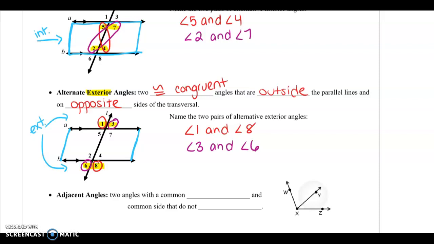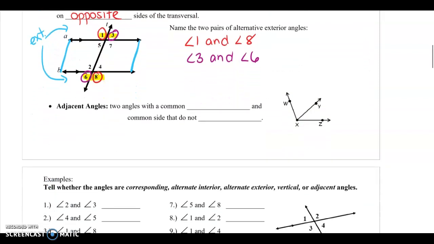Adjacent angles are two angles with a common vertex and a common side that do not overlap. Basically they have to be shoulder to shoulder from each other. We have an example here where they're shoulder to shoulder, and a separate example right here where they're shoulder to shoulder. So those are our two examples.